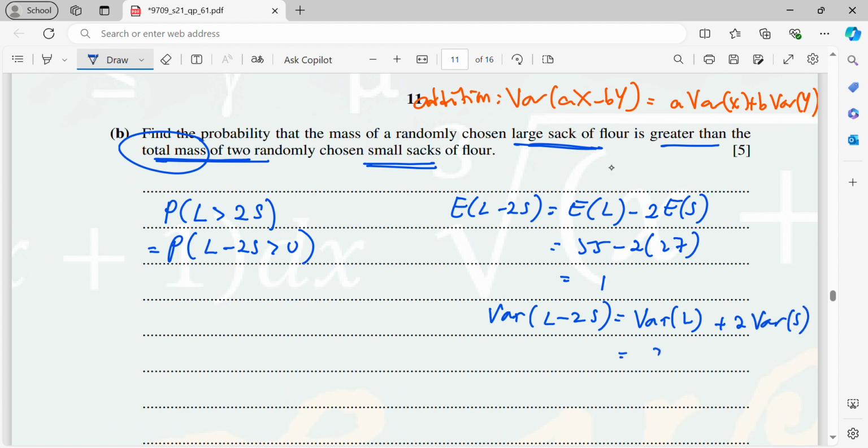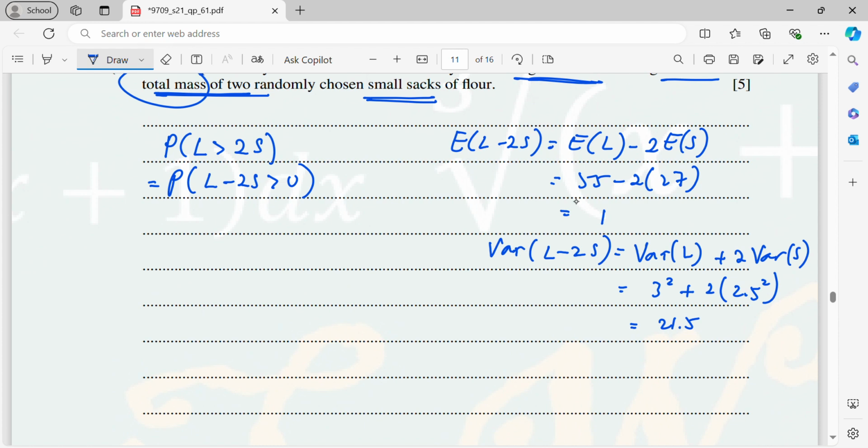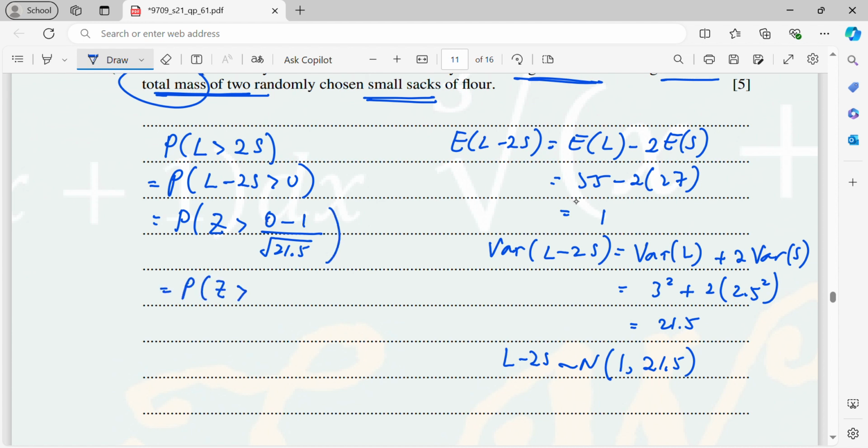So just now the variance of L was 3 squared and the variance of S was 2.5 squared. So when you calculate, this is going to be 21.5. Alright, so that means here I will write L minus 2S is normally distributed with mean 1, variance 21.5. And now you standardize it because this is normally distributed. So P(Z more than 0 minus 1 over the square root of 21.5). So this is going to be P(Z more than negative 0.216). So now when we solve this question, I will just sketch a graph.